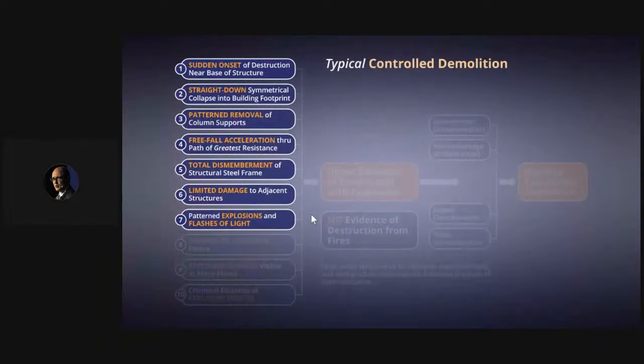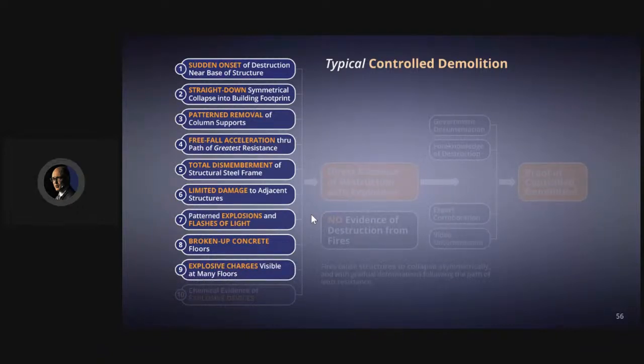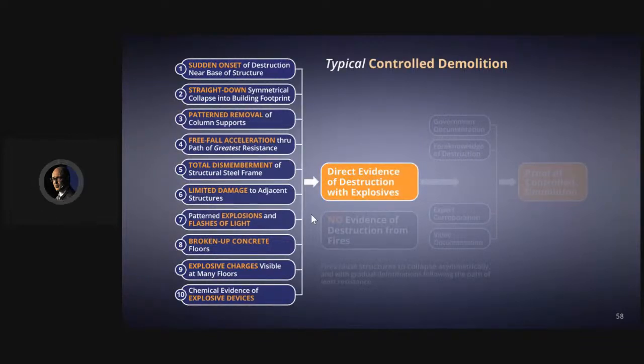Feature number 7, patterned explosions heard by witnesses, flashes of light seen by them. We looked at this last week in part 2 of this series. Broken up concrete floors. We also looked at that. Pulverized concrete last week. And explosive charges visible in many of the floors, and chemical evidence left behind, of course, which we'll be looking at today. But all of that is typical features of controlled demolition. Fire doesn't create these features, any of them, let alone all of them.